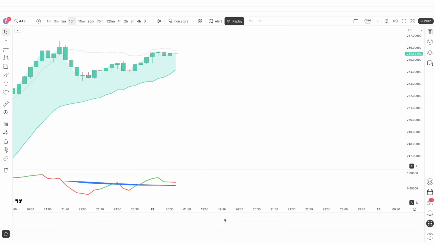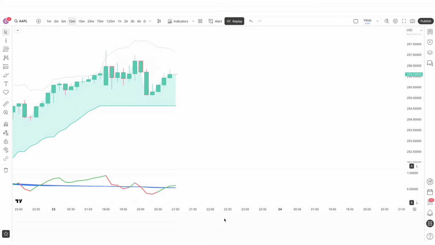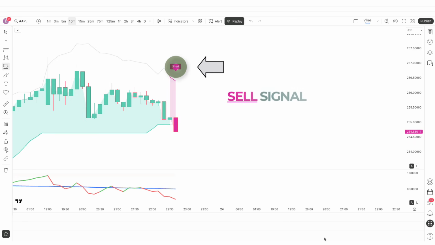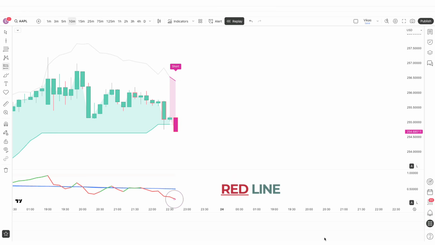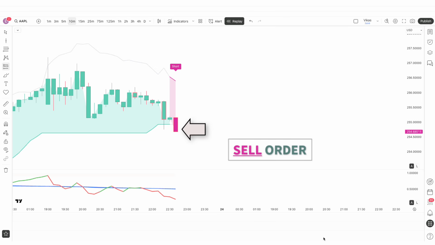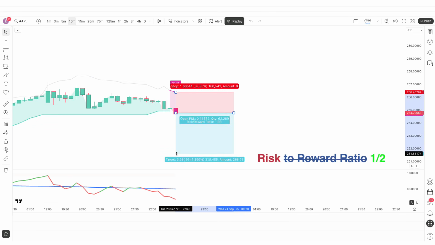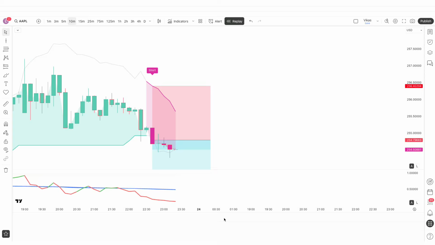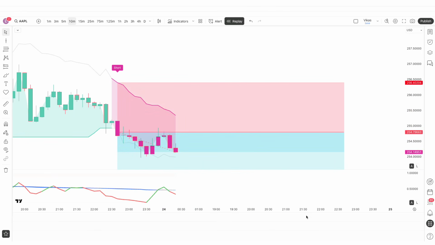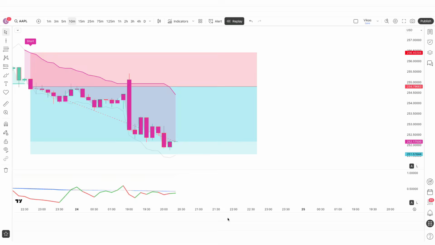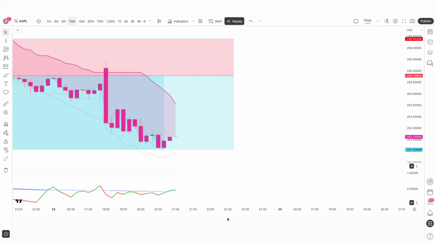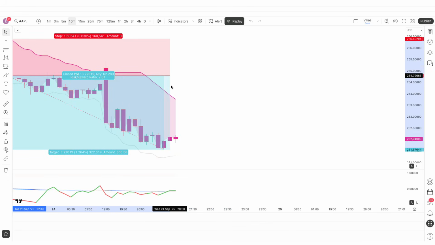Let us now understand the short position. When the trend following volatility trail indicator gives us a sell signal, the red line of adaptive RSI should be below the blue line, and the market should form a bearish candle. If this condition is fulfilled, then we will place a sell order. Our stop loss should be at the pink line, and the risk to reward ratio will be 1:2. The market has completely hit the target. I hope you have understood this trading strategy.